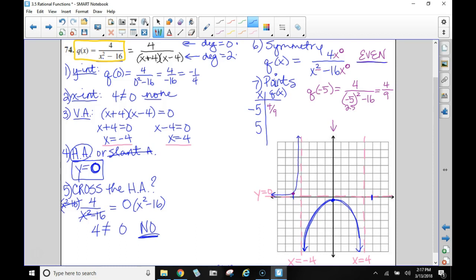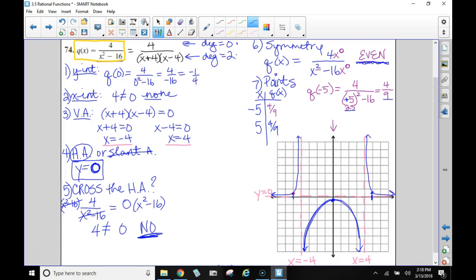Okay? It doesn't cross y equals 0. And since this thing is symmetric about the y-axis, I also know if you put in a positive 5 here, instead of a negative 5, you're still going to have 25 minus 16 in your denominator. So it is also 4/9, right? And so it's going to go like this over here.